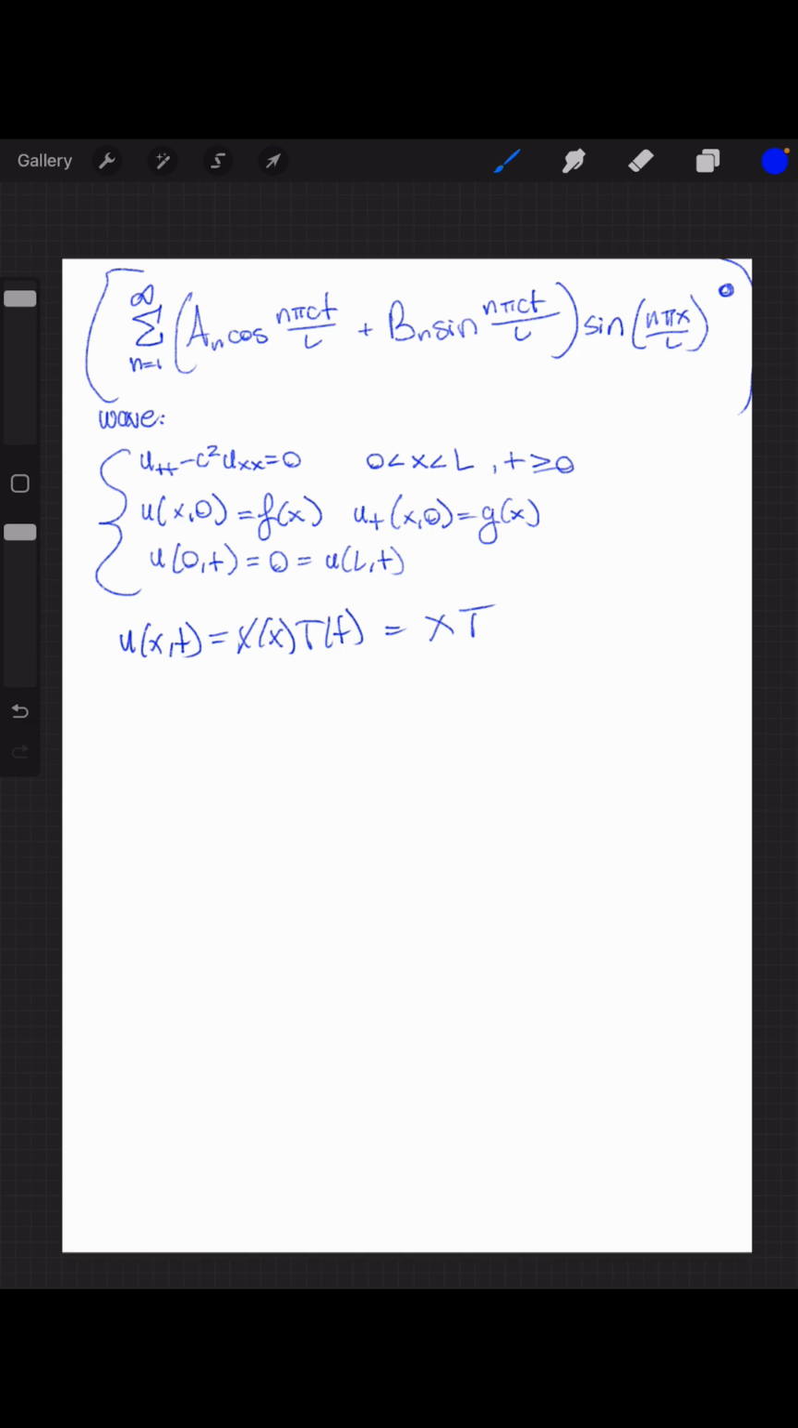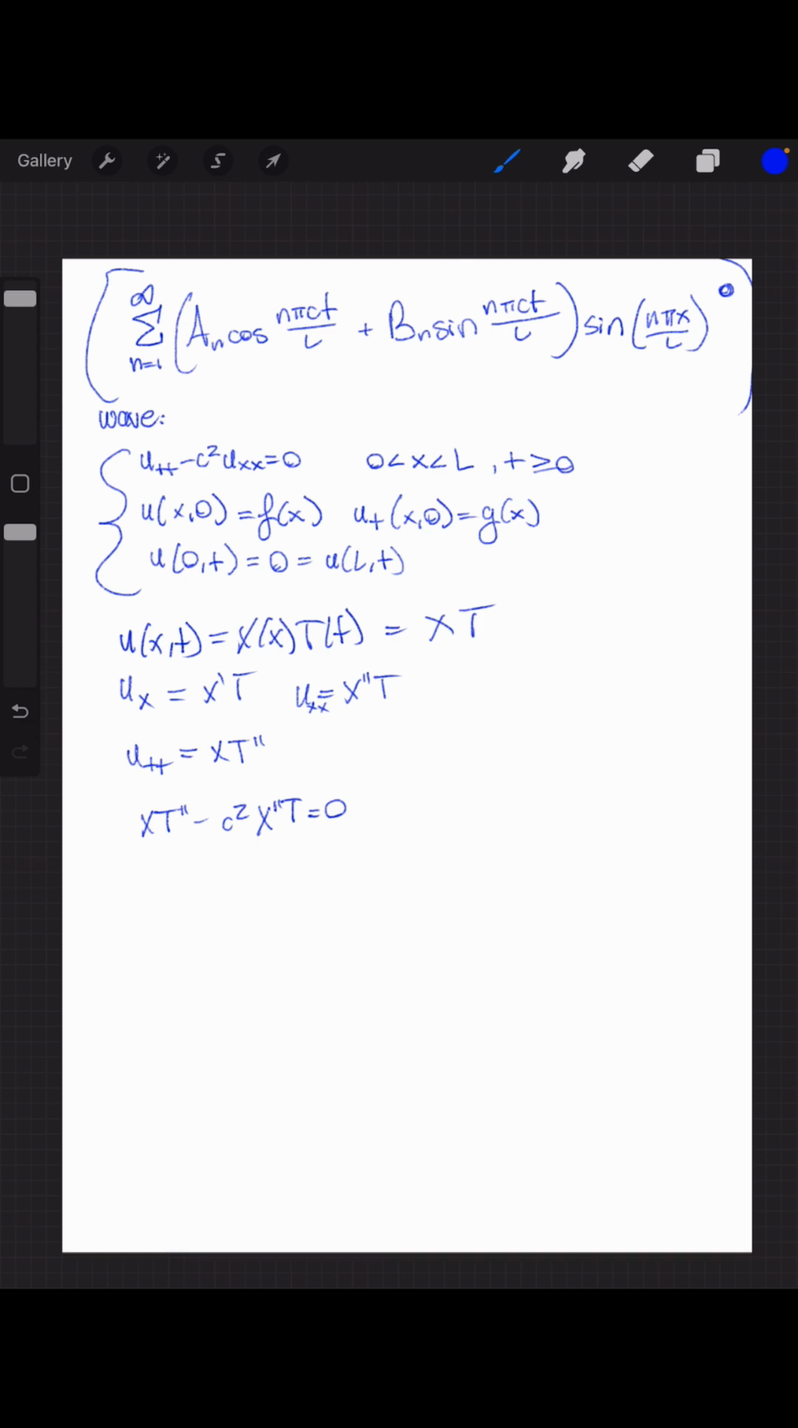So if we take the derivative with respect to x of u, we get X prime T. If we take the second derivative, we get X double prime T. We can assume the same thing works in the t direction. So then we get u_tt equals X T double prime. If we plug these back into the original wave equation, we get X T double prime minus c squared X double prime T equals 0.